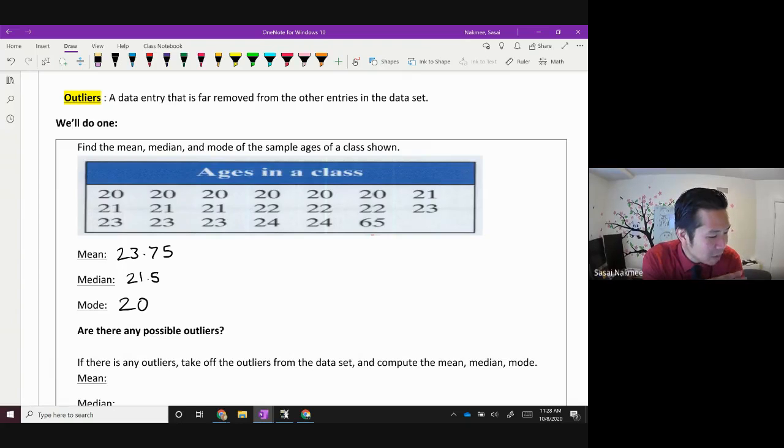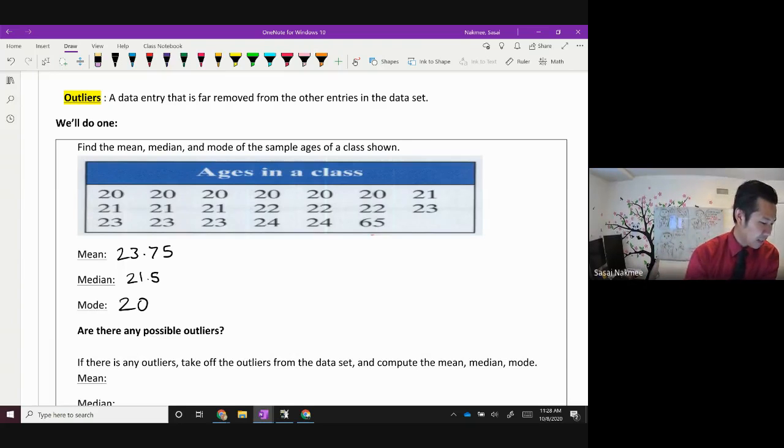The median and the mode look okay as well. That's 21.5 and the mode is 20. So keep those numbers in mind.